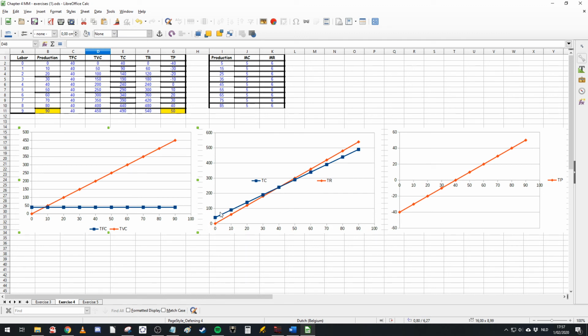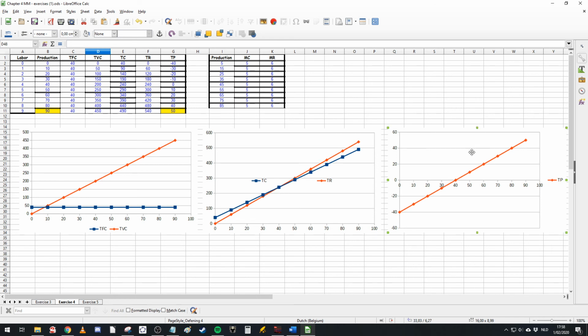So as long as the blue line, which represents my costs, is above the red one, I will make a loss, right? But as soon as I pass this point, you see that the red line will be the highest one. This means that I'm making a profit over here. So around 40 units produced, I will actually break even, right? And then I will start making profit.